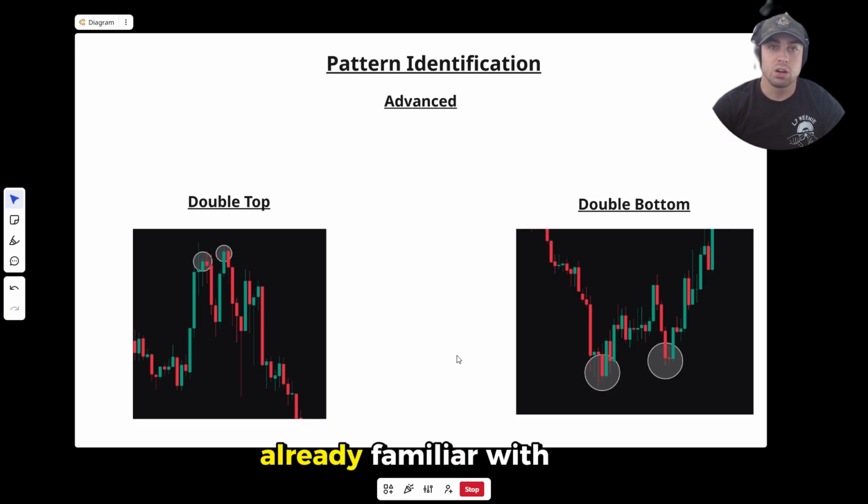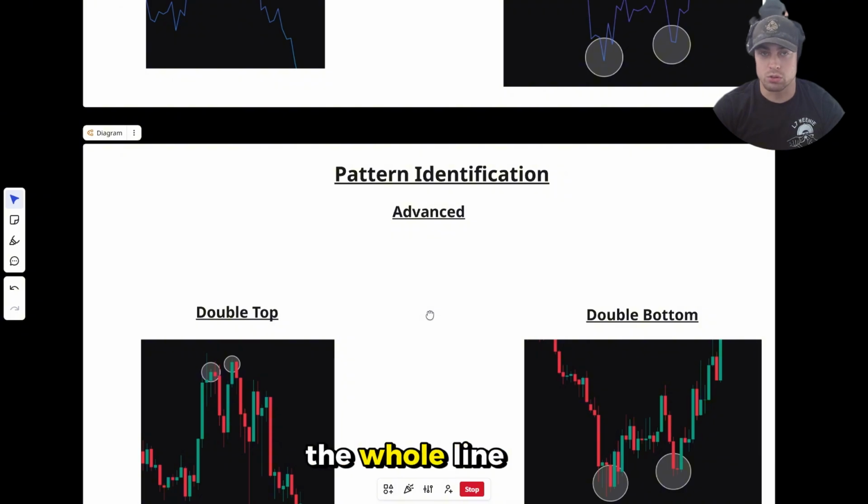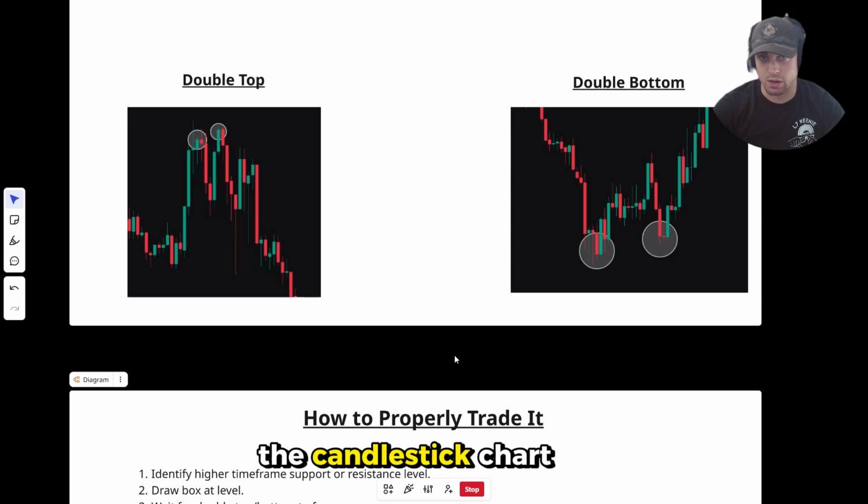Okay. But if you're already familiar with identifying patterns and reading candlestick charts, you can skip the whole line chart. Okay. You can just go straight into the candlestick patterns, the candlestick chart.